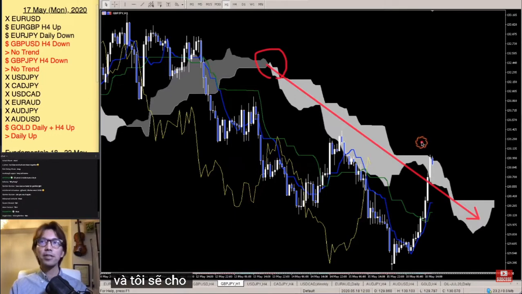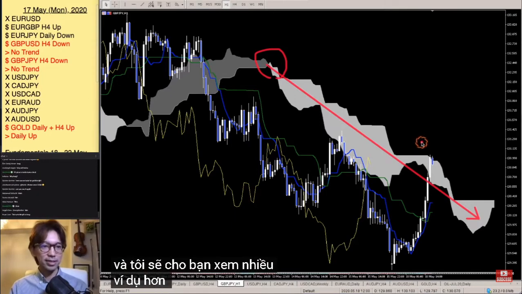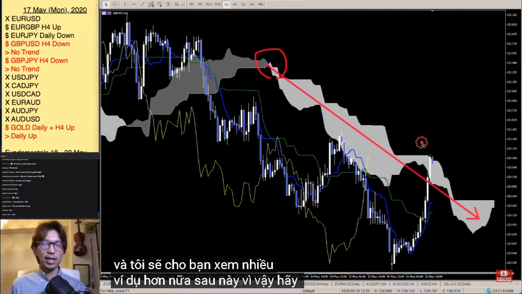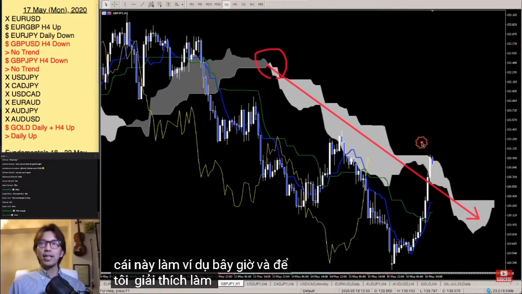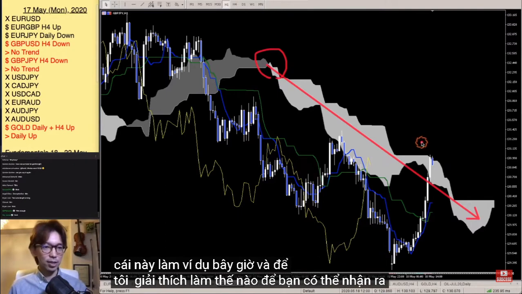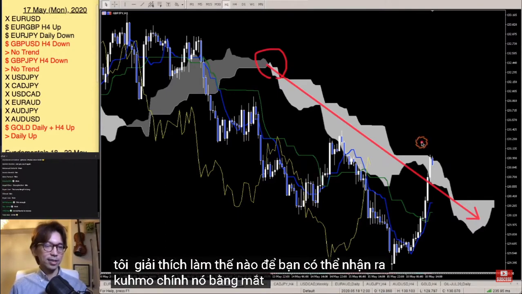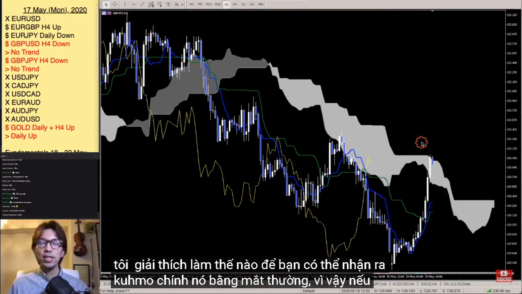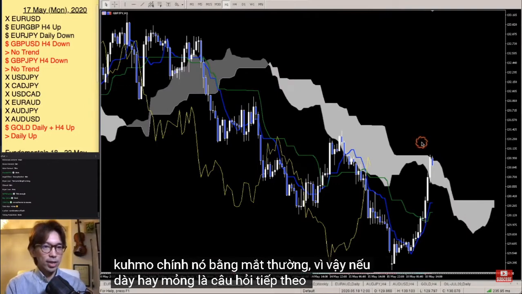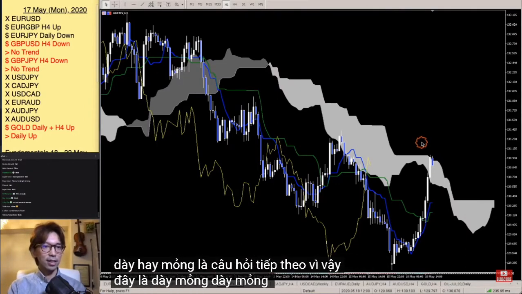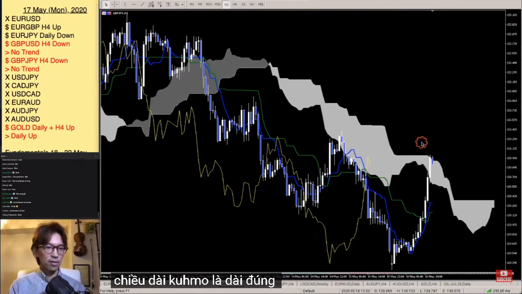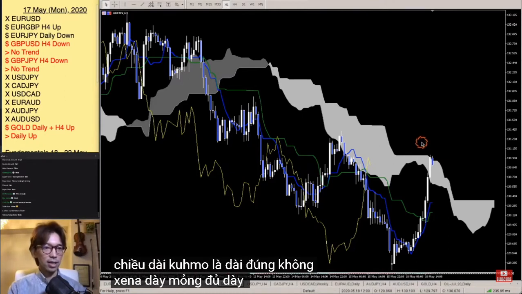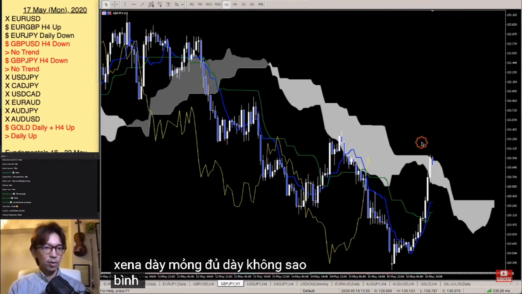And I will show you more and more examples later. So yeah, let's just take this one as an example for now, and let me explain how you can recognize the Kumo itself visually. Okay, so is it thick or thin is the next question. So this is thick, thin, all right, thin. The Kumo length is long, right? Right, thin, thick, thin enough, thick, okay. Normal Kumo, no excess, right?